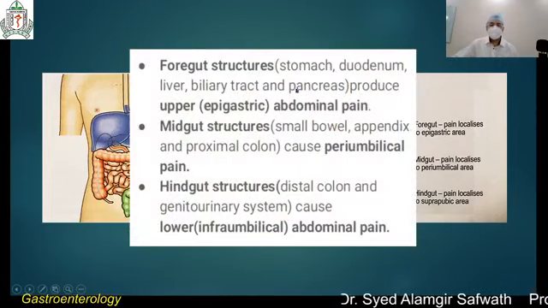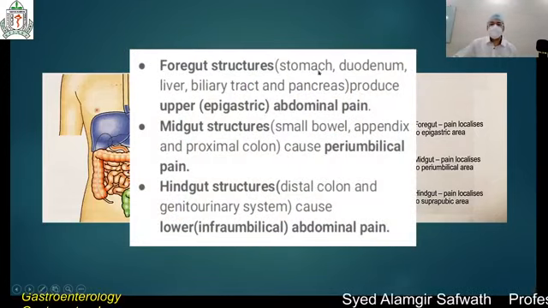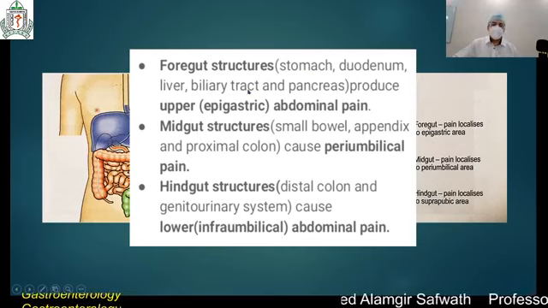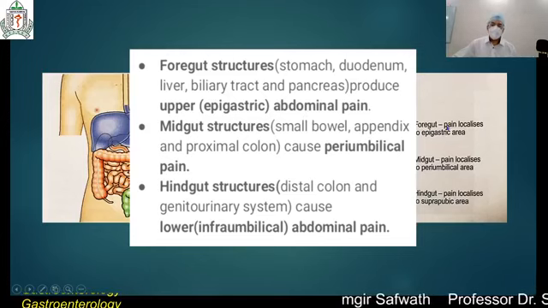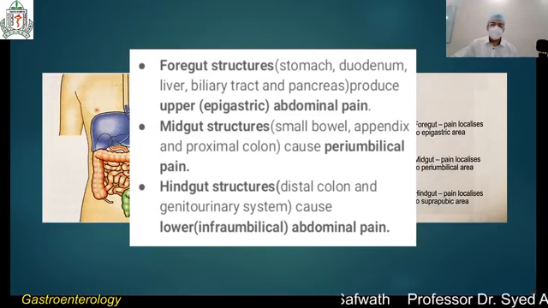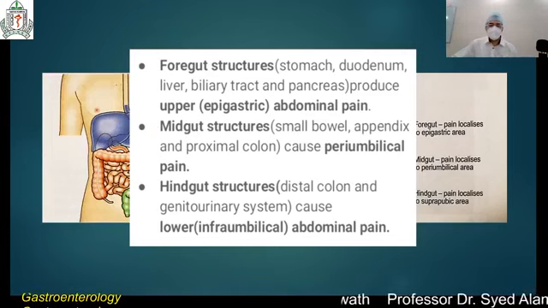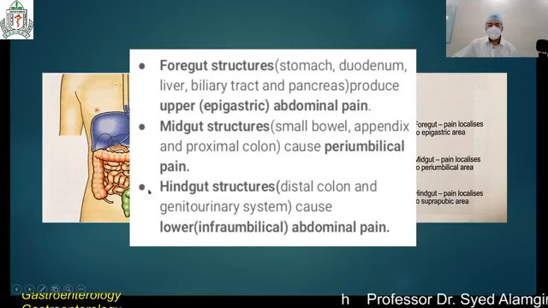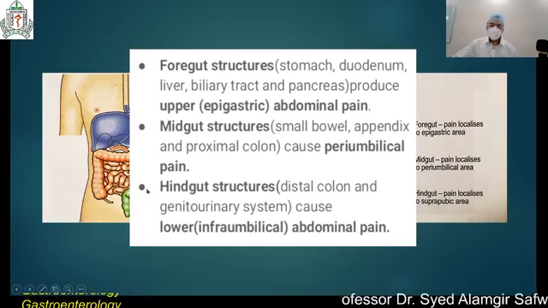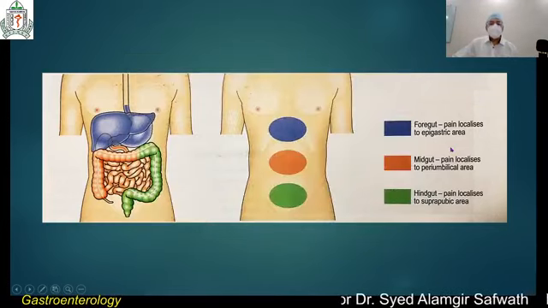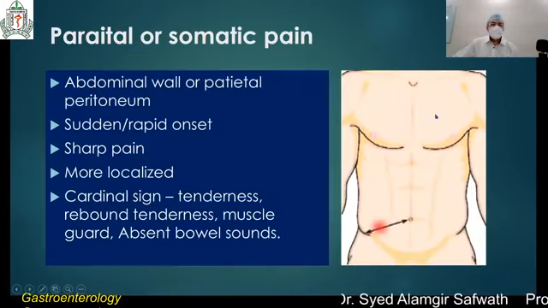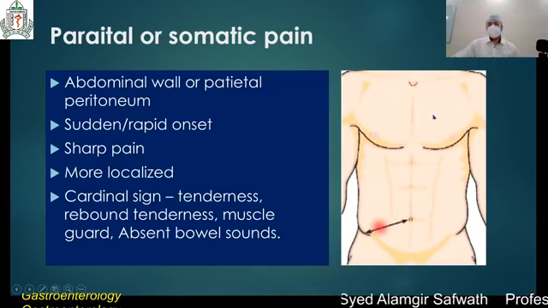So if you go through these lines, foregut structures like the stomach, duodenum, liver, biliary tract, and pancreas produce upper abdominal pain, whereas midgut structures like the small bowel, appendix, and proximal colon cause periumbilical pain, and hindgut structures like the distal colon and genitourinary system cause lower abdominal pain, which is infraumbilical. The other type of abdominal pain is somatic pain.